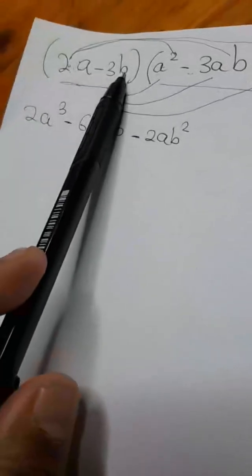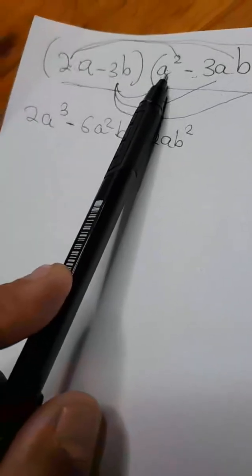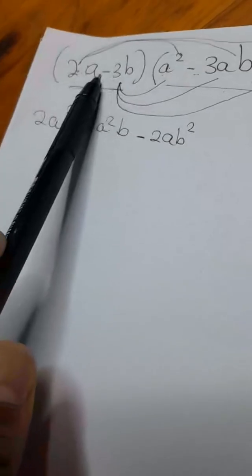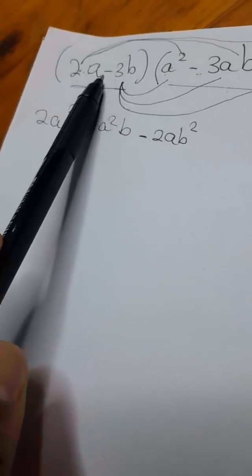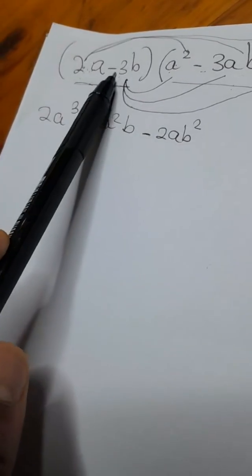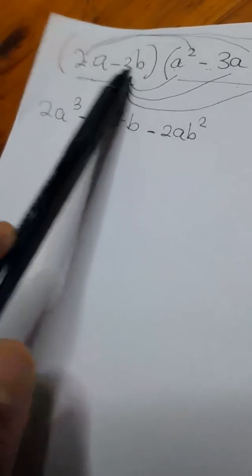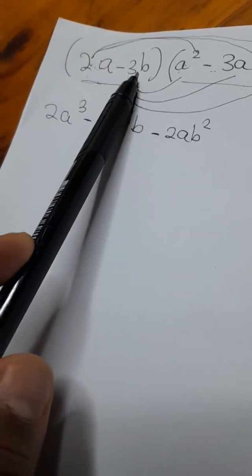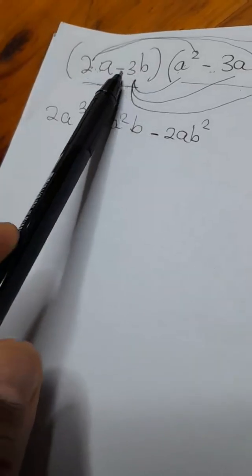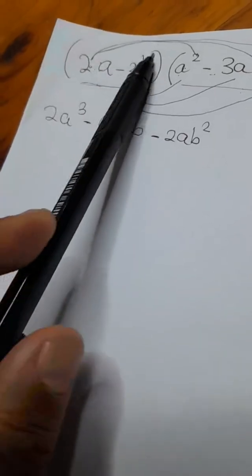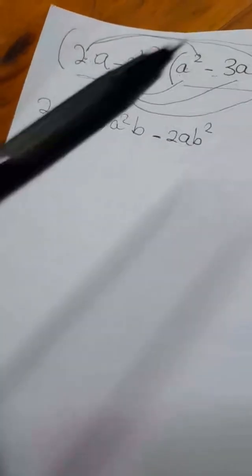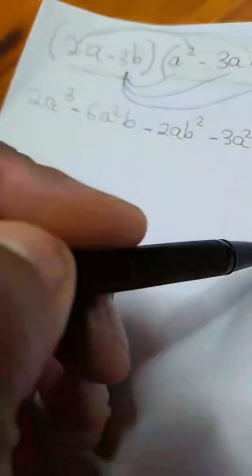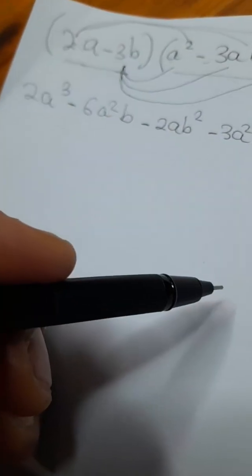Now, minus 3b multiplied by a squared. Most learners make the mistake of leaving this sign here. This negative affects the 3b. These two are one. You can't separate them. So it's minus 3b multiplied by a squared, which will give us what? Negative 3a squared b.